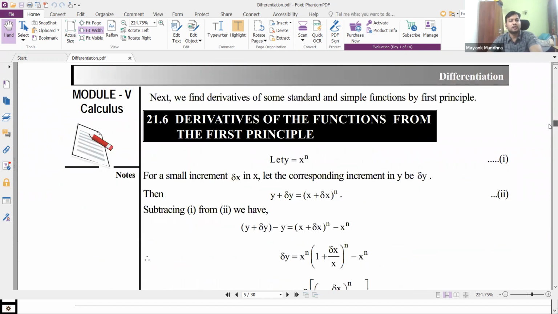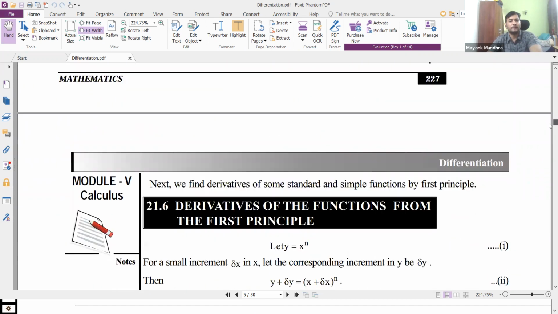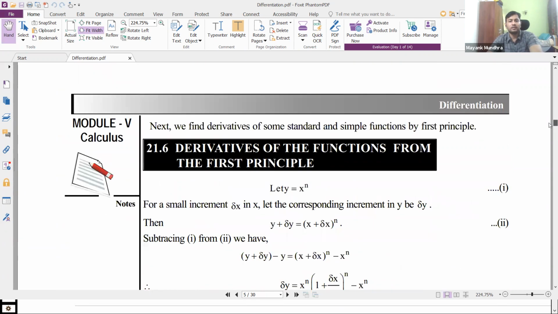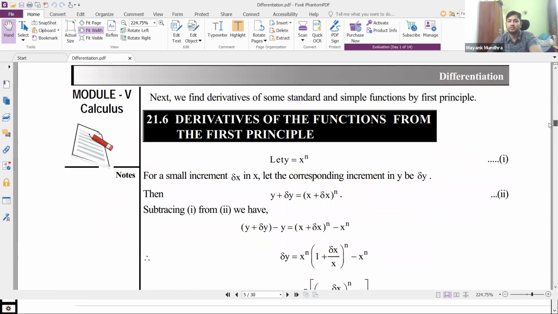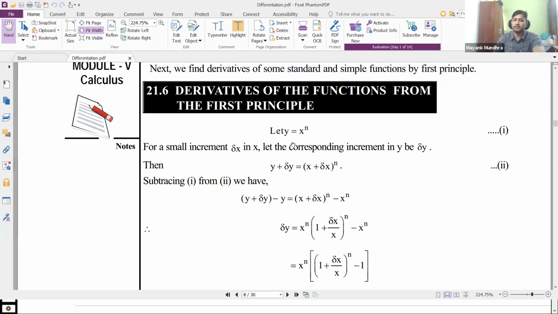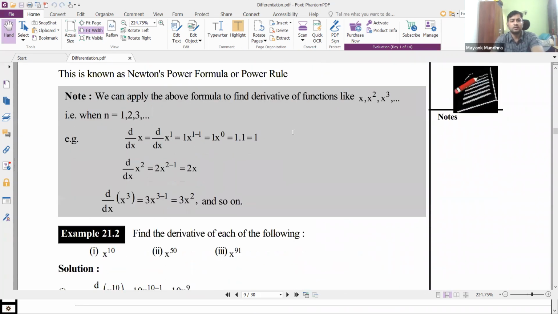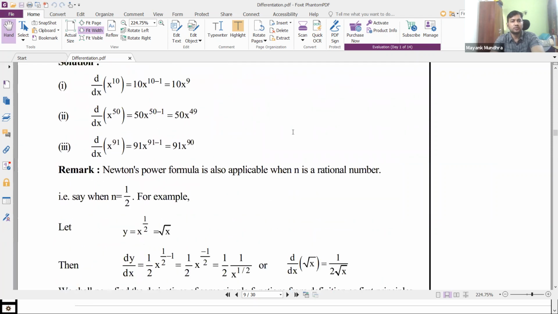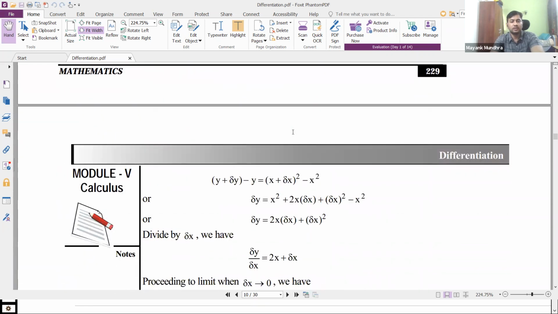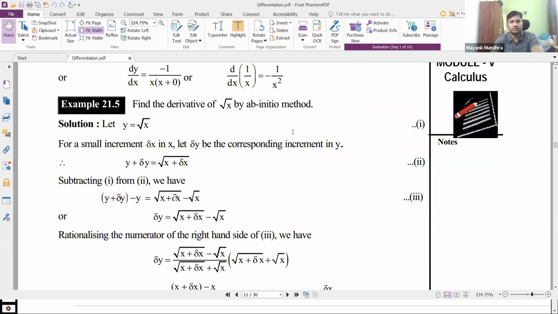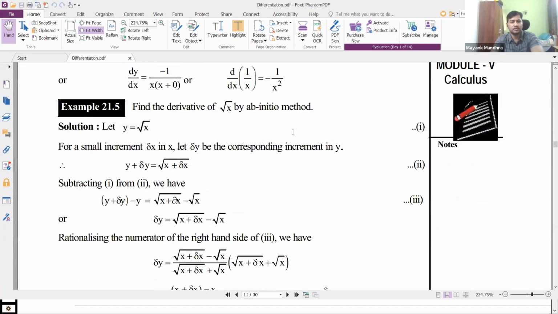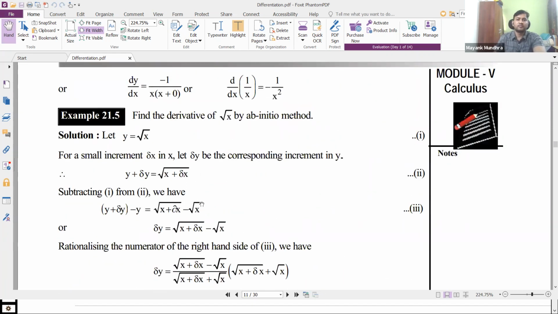Then, derivative of y equals x to power n. So we look at differentiation of x to power n. Okay, so I want you to give me the differentiation for, let me see if there's any interesting example here. Yeah, root x, differentiation of root x. So that is x to power half.